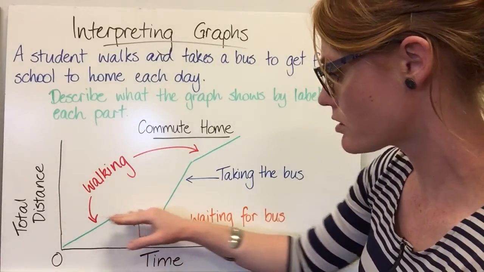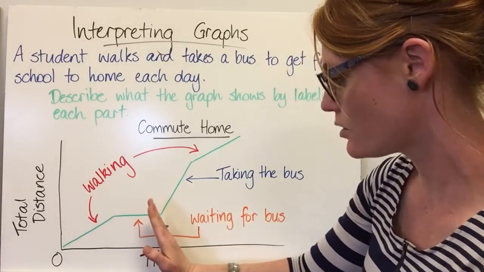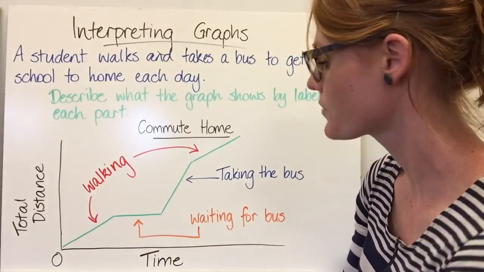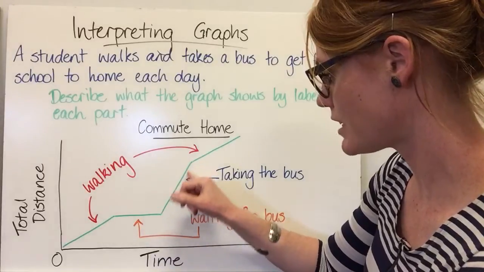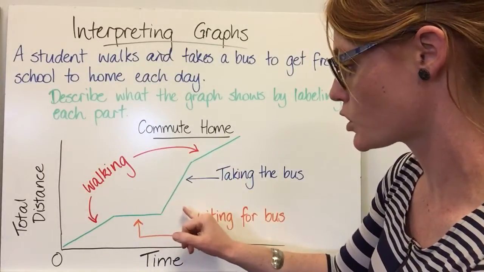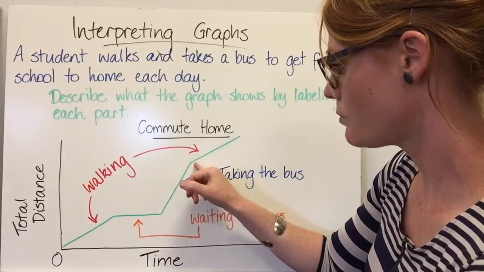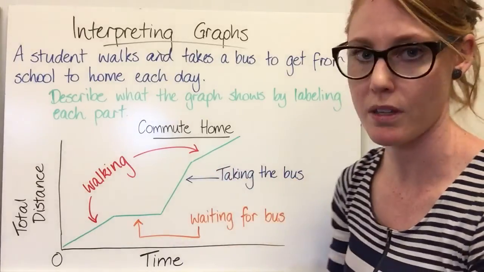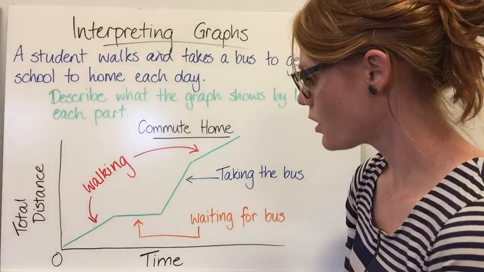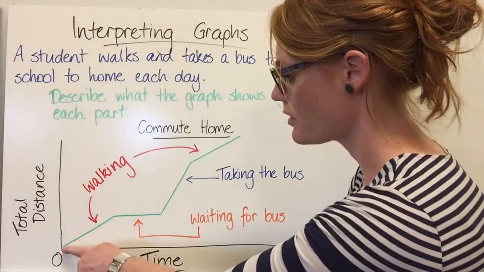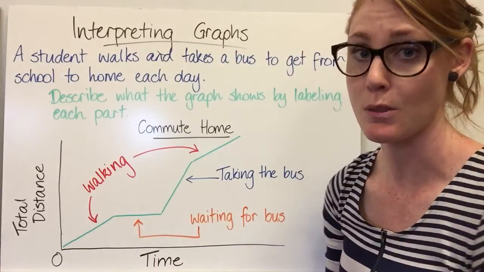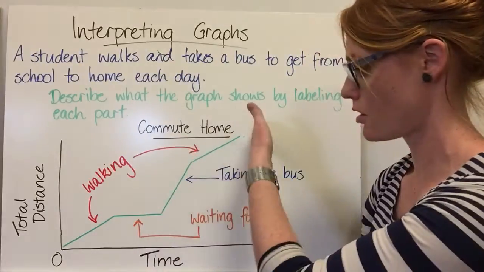Then we have this horizontal section where time continues to pass by, but there's no change in the total distance traveled. Then we have this sharp increase here where a fair amount of distance is traveled over a short amount of time. And then we come back to kind of where we started with this steady increase in distance and time. So we can assume that this steady increase in distance and time is when the student is walking to the bus and to home.